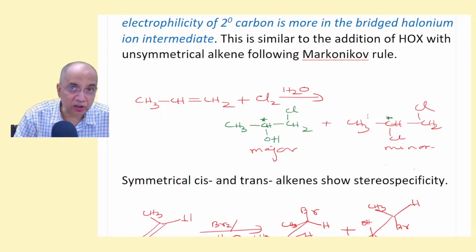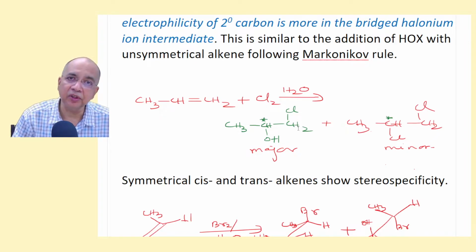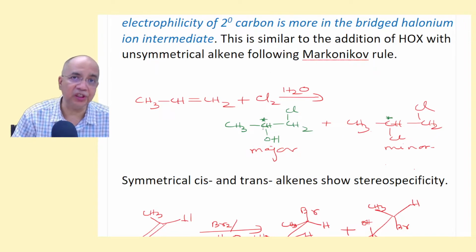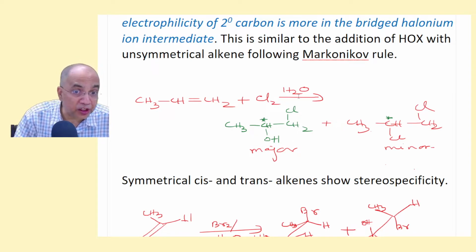The other product won't be formed because I told you that the bridged chloronium ion intermediate will render this carbon more electrophilic than this carbon. Because in the resonance hybrid, the contribution of the secondary carbocation will be more, so the plus delta charge will be more here. So preferentially the water molecule will attack at this carbon, and as a result, you get this, not OH here and chlorine here. The other is not possible.